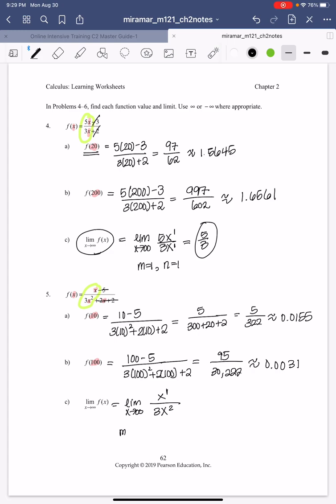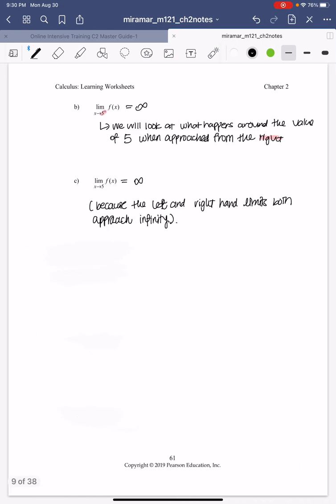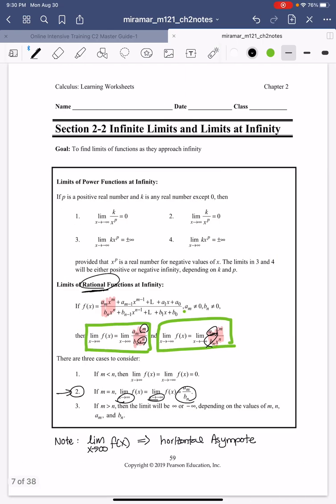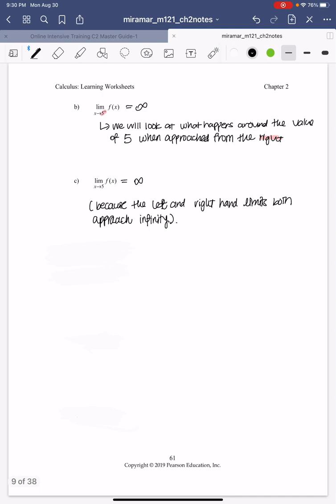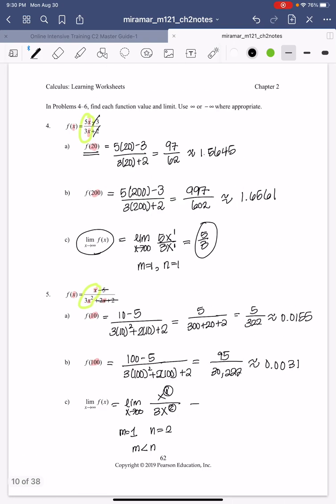m ends up being 1, that's the numerator exponent, and n ends up being 2. So this time I have m less than n. So let's look at the case where m is less than n. That's case 1. So what happens when I plug it in for the limit at infinity? It's equal to 0. So this will turn out to be just 0.